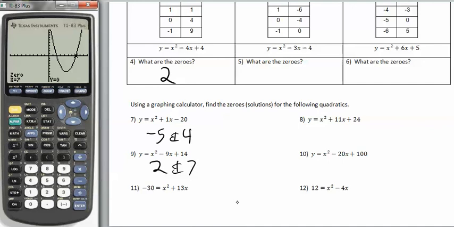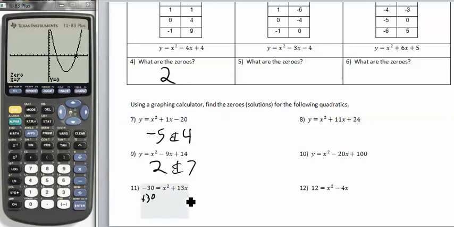All right, so for 11 and for 12, we have to do one more thing, because you notice this isn't in the form y equals. So we need it in the form 0 equals blah, blah, blah. So we've got to move this over. To move a term over, we just do the opposite, right? So what's the opposite of minus 30? Plus 30. Nothing to add that to, so that's just going to cross out. And we have 0 equals x squared plus 13x plus 30.